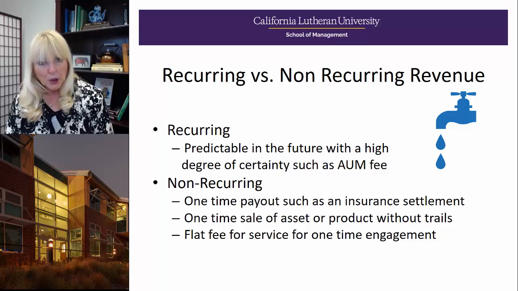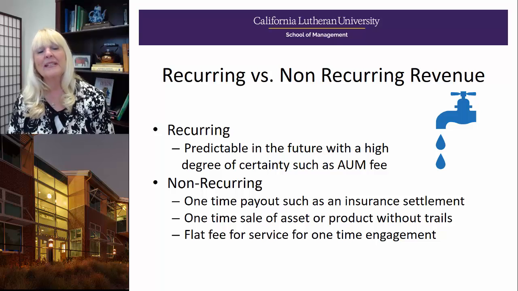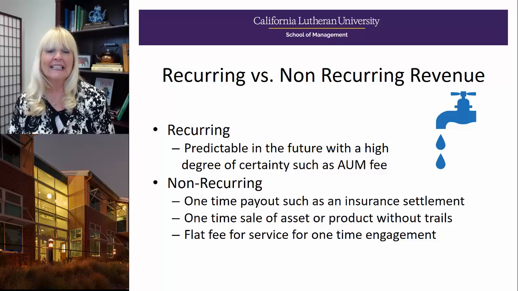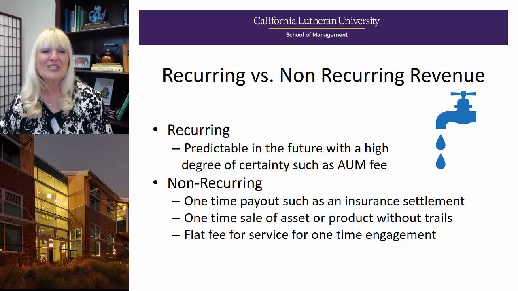Now, non-recurring is a one-time payout. Maybe you have an insurance settlement because the water leaked in your building and the insurance paid off, or you had a flat fee for speaking for a one-time engagement, or maybe you sold an asset that was priced at just one compensation at the point of sale and there are no trails. Those are non-recurring, so you need to differentiate where that revenue is coming from so you know what you can count on and what was one-time revenue.